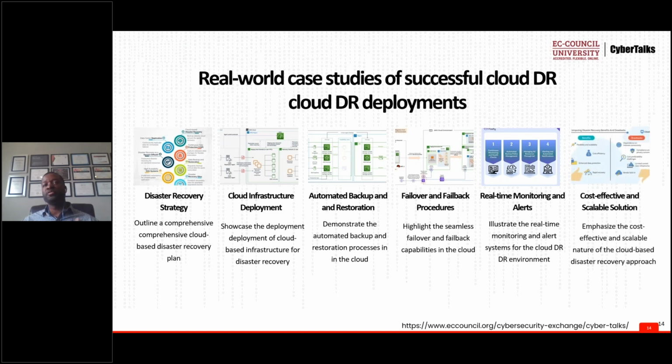And across the board, the results were scalable and cost-effective. Now, these aren't just high-budget enterprises. These are small and mid-sized organizations who achieve success by tailoring cloud DR solutions to their size, risk, and resource availability. Each of these examples proves that with the right strategy and execution, Cloud DR isn't just a safety net, it's a competitive advantage.